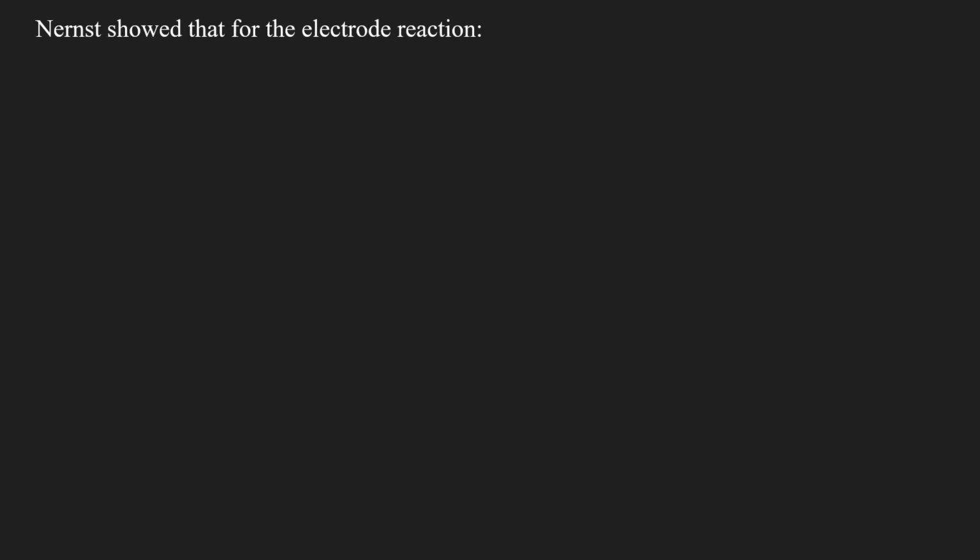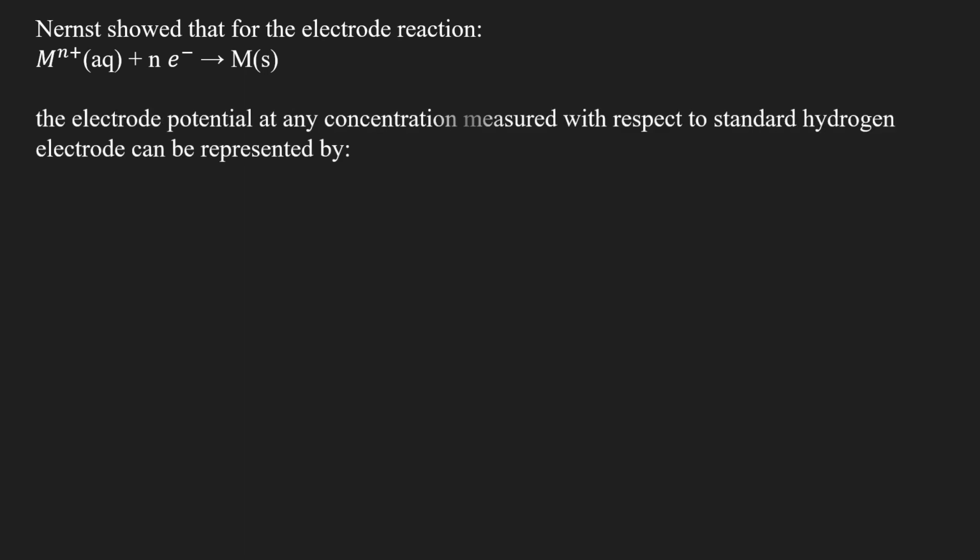Nernst shows that for the electrode reaction of a metal M, the metal ion M^n+ plus gain of n electrons gives the metal in its solid state. The electrode potential at any concentration, measured with respect to the standard hydrogen electrode, can be represented here. We have already discussed the standard hydrogen electrode. If we have to find the electrode potential of a single electrode, then we combine that electrode with the standard hydrogen electrode.